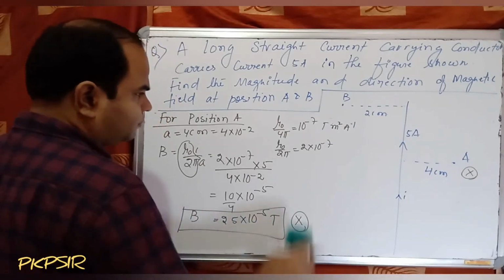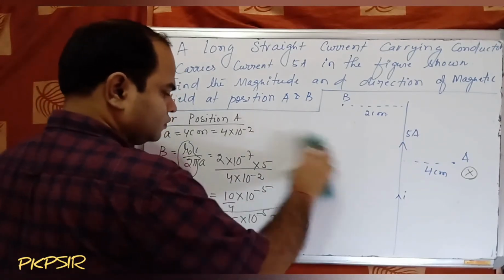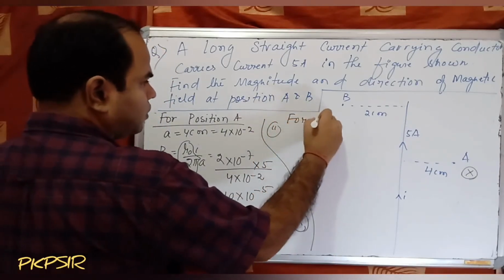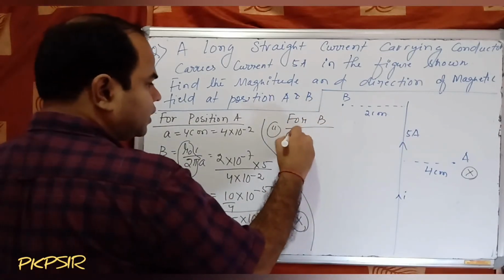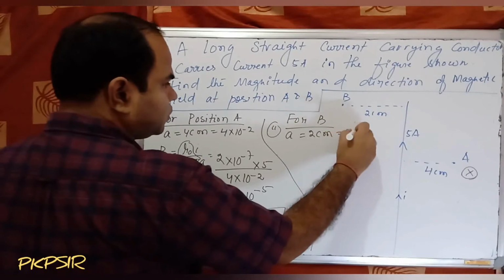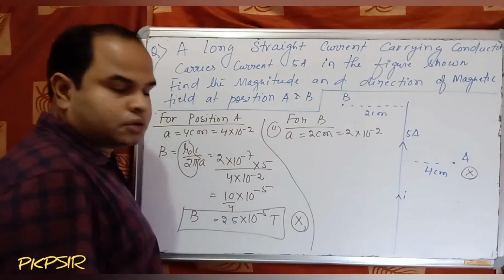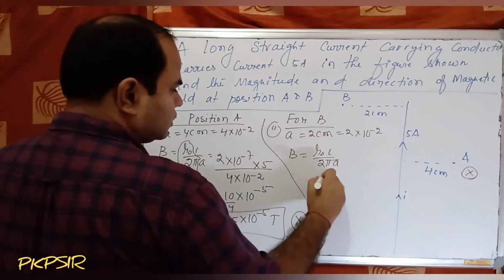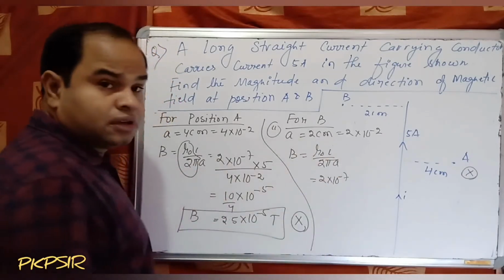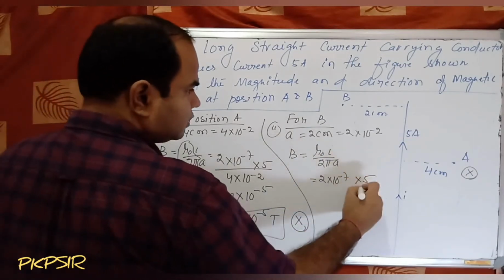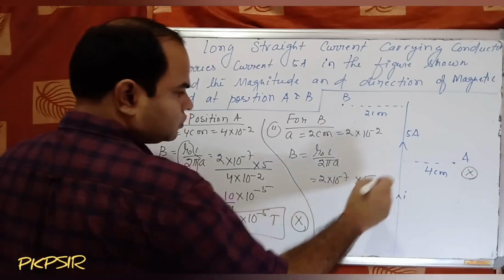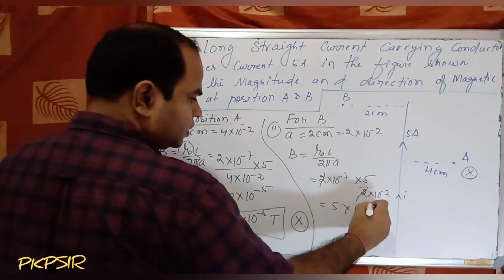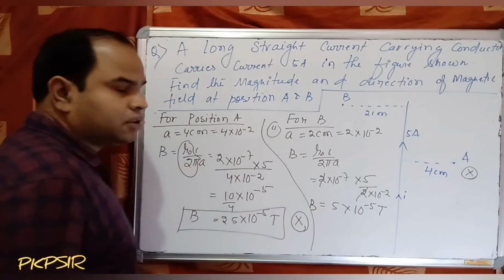Now for position B, the distance is 2 cm, that is 2 into 10 to the power minus 2. So B is equal to mu naught I by 2 pi a, that is 2 into 10 to the power minus 7, the current is 5 and the distance is 2 into 10 to the power minus 2. The 2 cancels, so this is 5 into 10 to the power minus 5 Tesla. What is the direction?